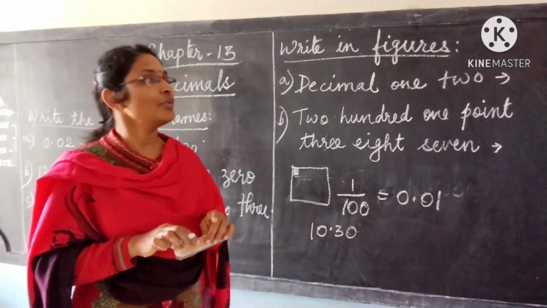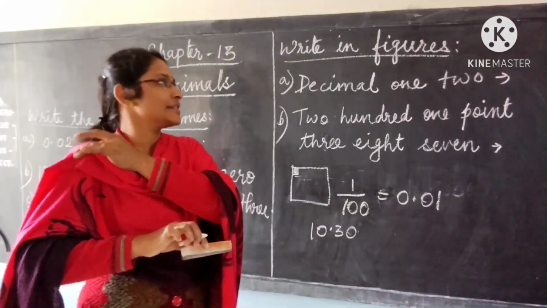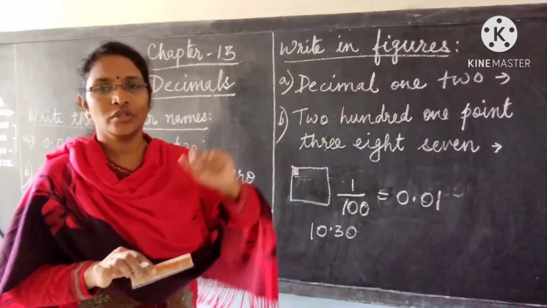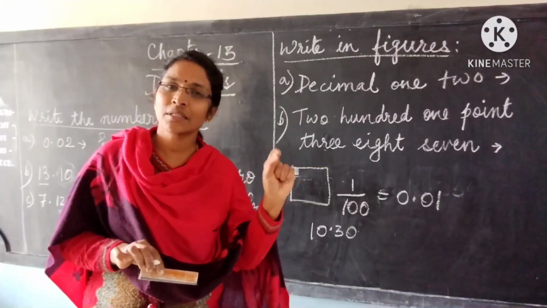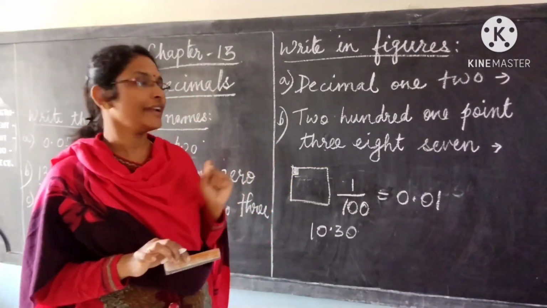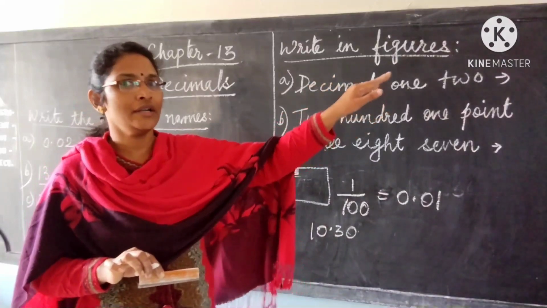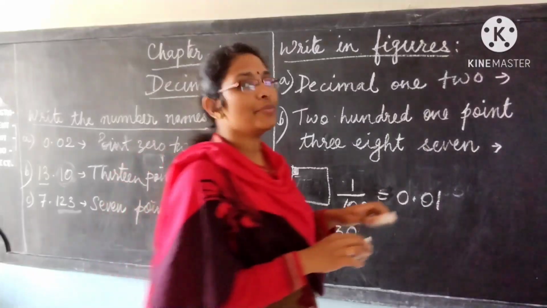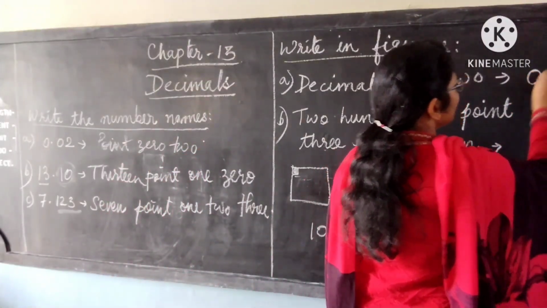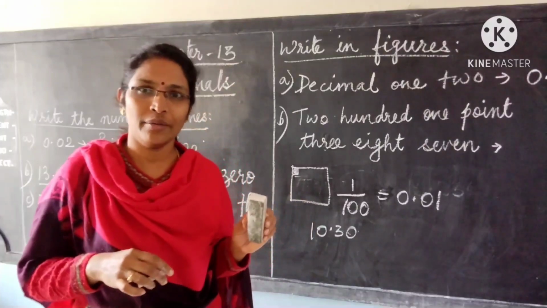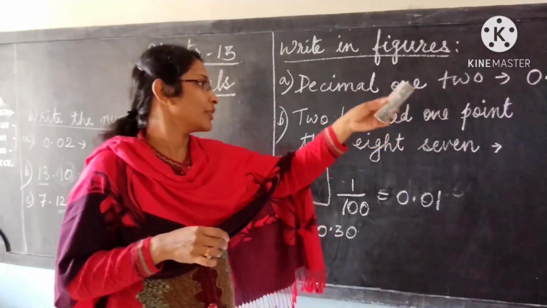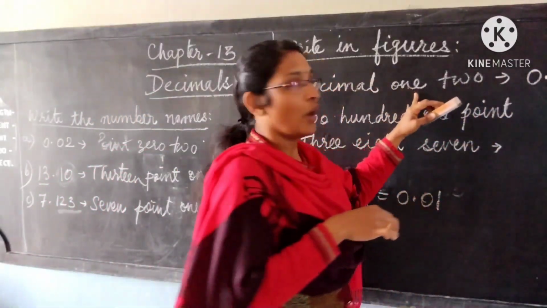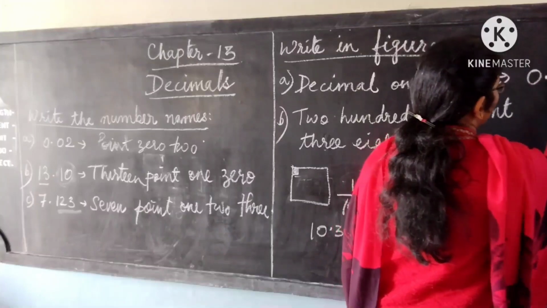Next we can see how to write it in figures. First one, decimal 1, 2. What is decimal? Decimal means point. We have to put the point in that place. Decimal 1, 2. Is there any whole number here? There is no whole number. So in the whole number's place, we can just put a 0 to represent the whole number. If the 0 is missing also, no problem. Okay. 0. Point. Decimal means point. 1, 2. We can write 0.12.